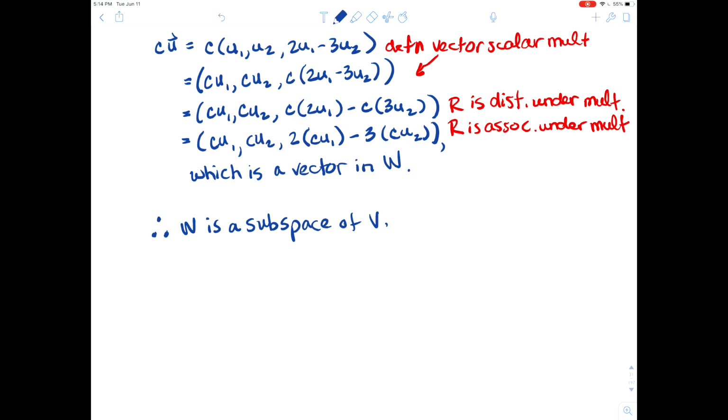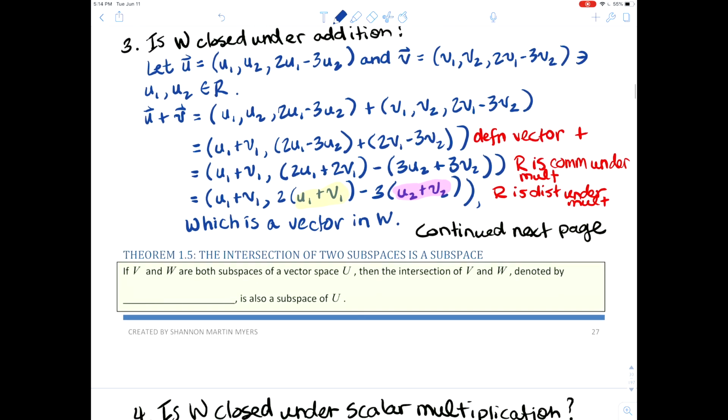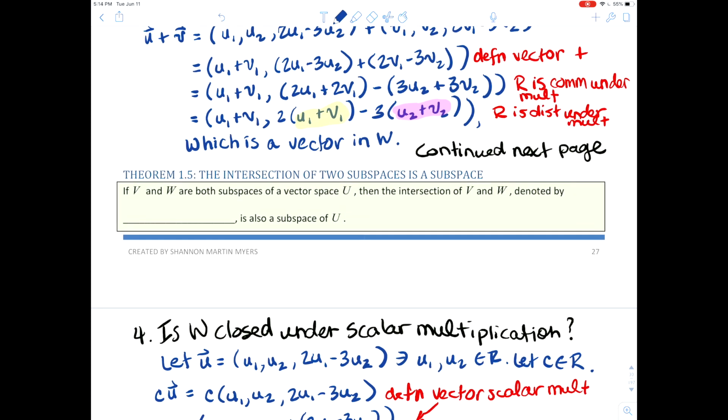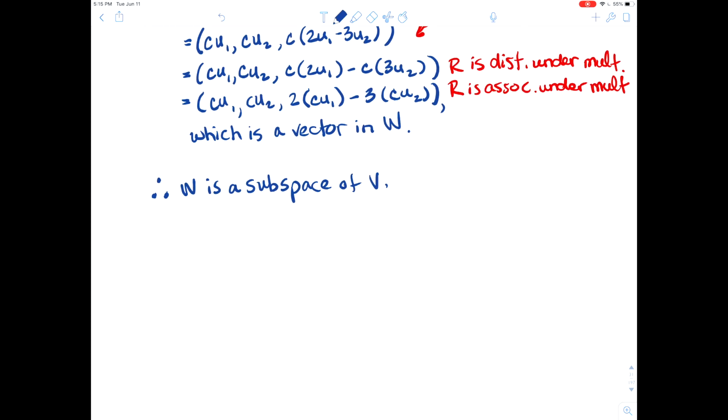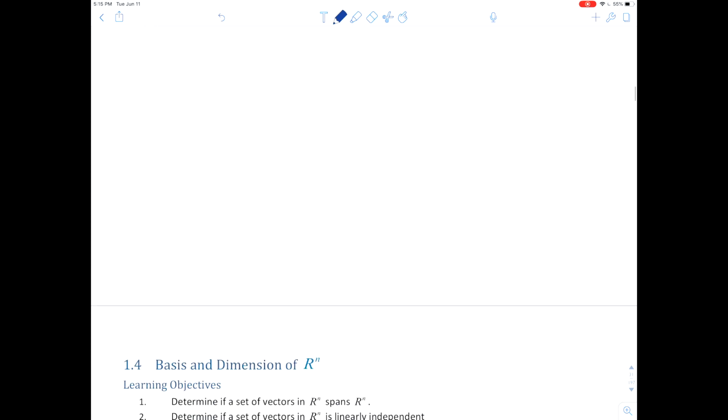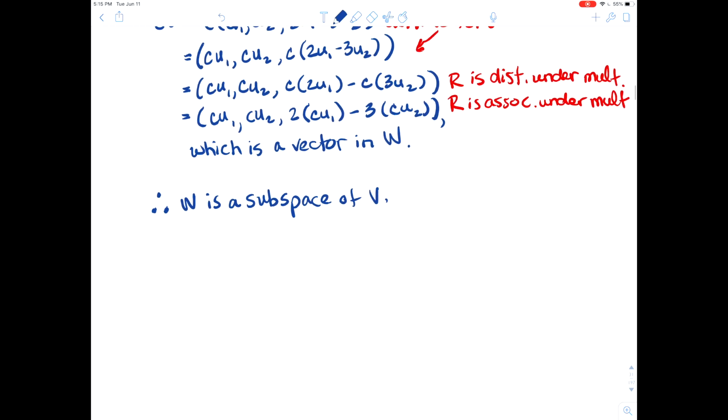Okay? All right, so now let's come back to this theorem here. The intersection of 2 subspaces is also a subspace. So if V and W are both subspaces of a vector space U, then the intersection of V and W, denoted by V intersect W, is also a subspace of U. All right? And that wraps it up for this section. We'll be looking at basis and dimension of Rn next time.